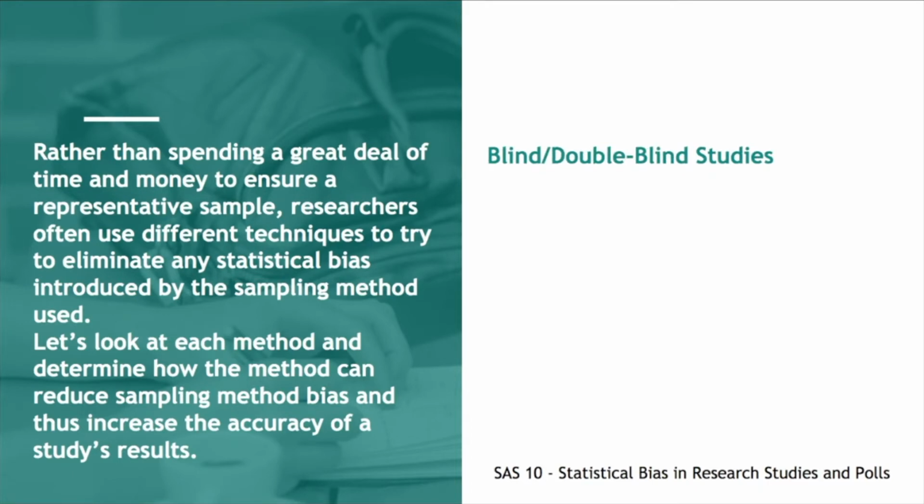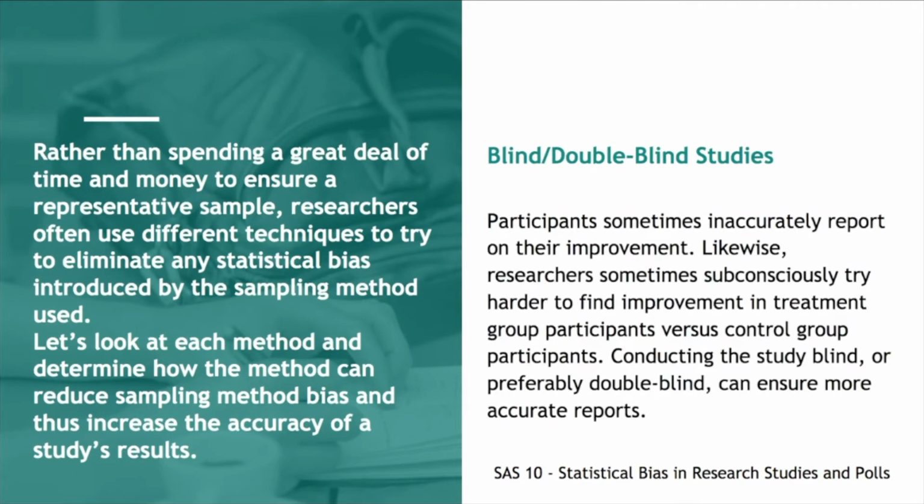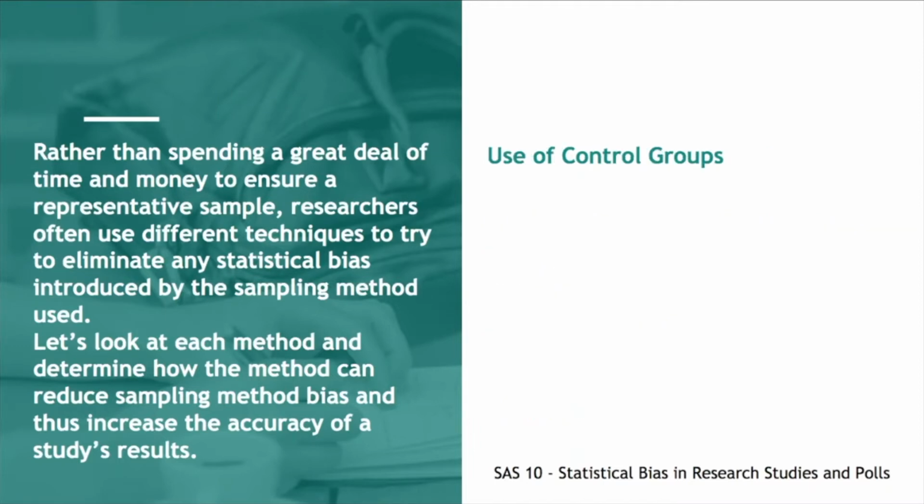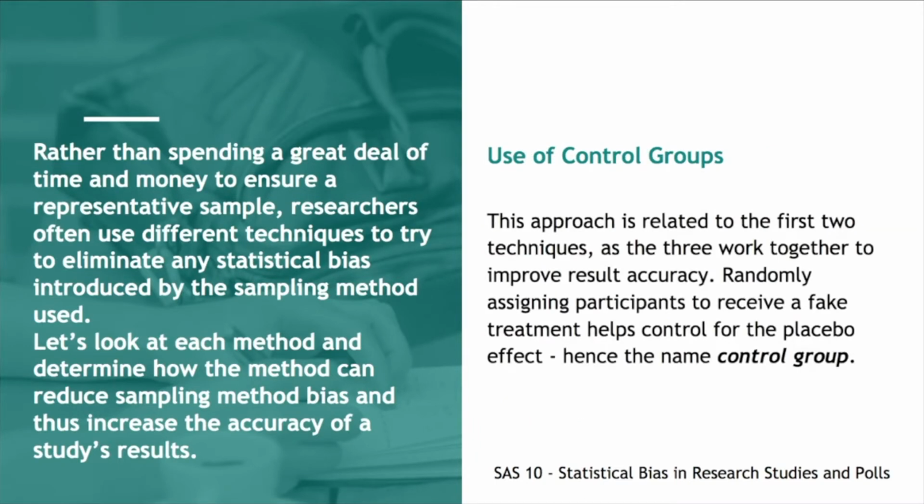How about blind and double-blind studies? We can say that sometimes participants inaccurately report improvement, placebo effect. Likewise, researchers sometimes subconsciously try harder to find improvement in treatment group participants versus control group participants, possibly because of a foregone conclusion. Conducting the study blind or preferably double-blind can ensure more accurate reports. Use of control groups. This approach is related to the first two we just discussed, and they work together to improve result accuracy. Randomly assigning participants to receive a fake treatment helps control the placebo effect, hence the name control group.